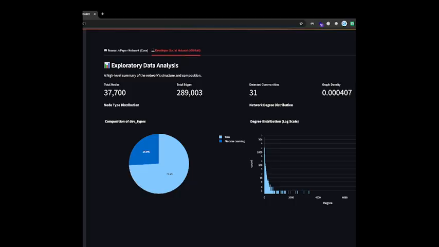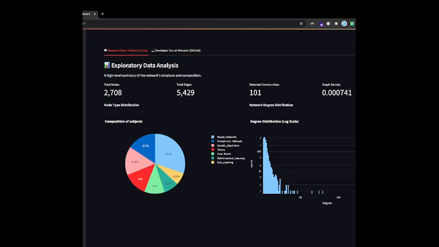So let's begin. We have various sidebar analysis views such as overview, centrality and connectivity, community deep dive, K-core decomposition, and model comparison. So let's begin with the Cora dataset for overview.